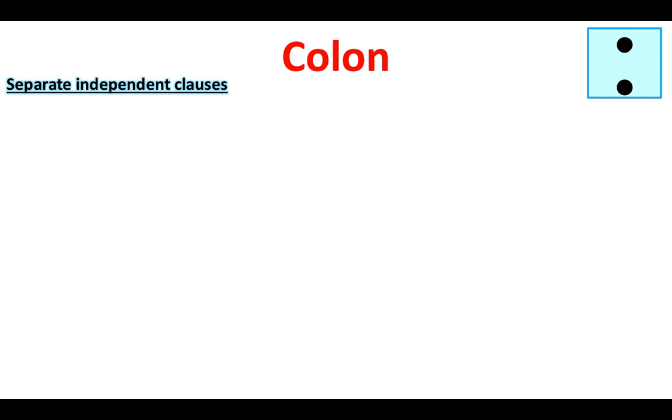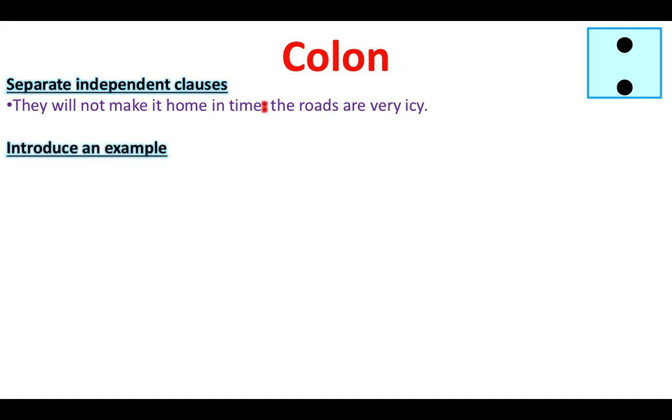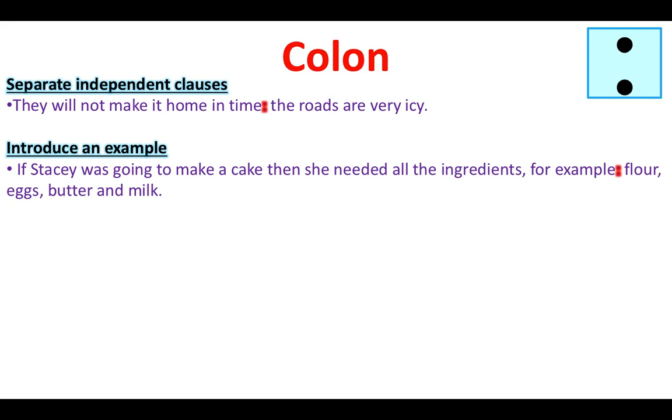To separate independent clauses, an example of this would be: they will not make it home in time; the roads are very icy. To introduce an example, an example of this is: if Stacy was going to make a cake, then she needed all the ingredients, for example, flour, eggs, butter, and milk.